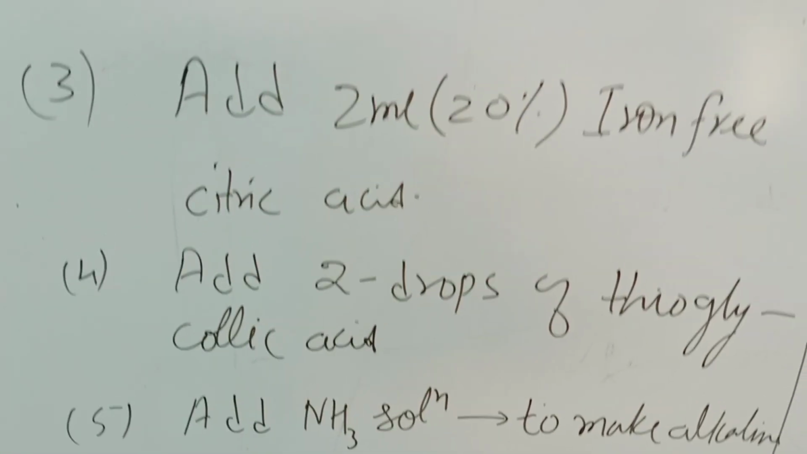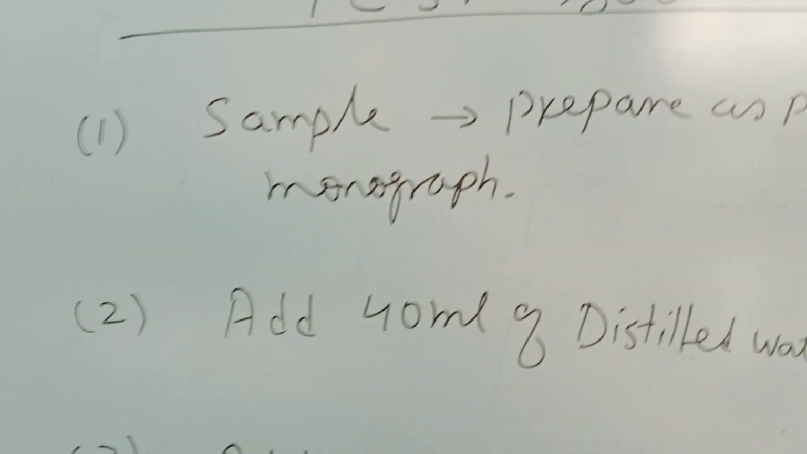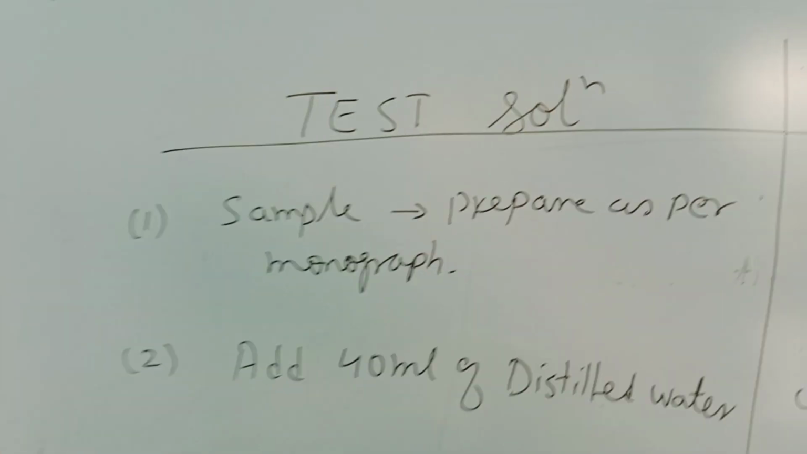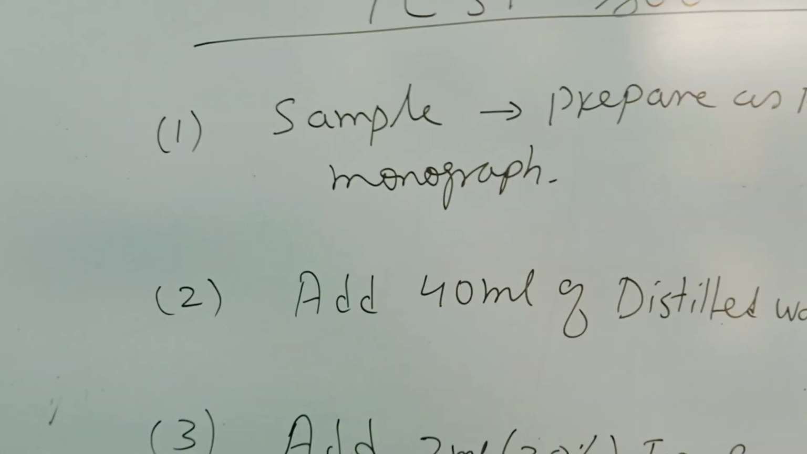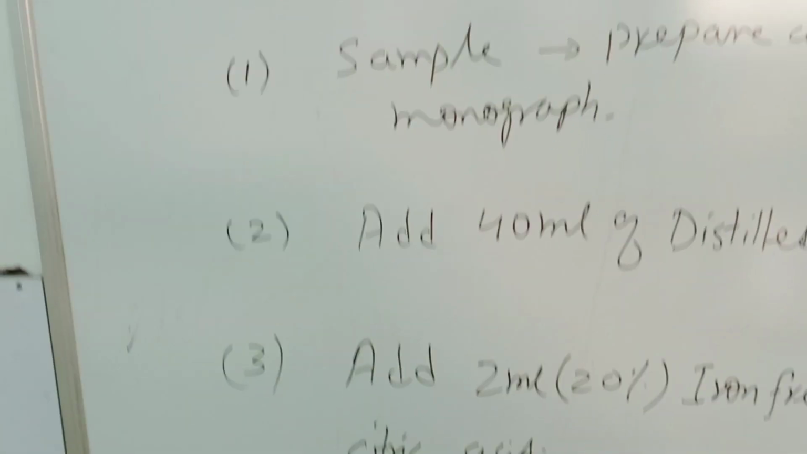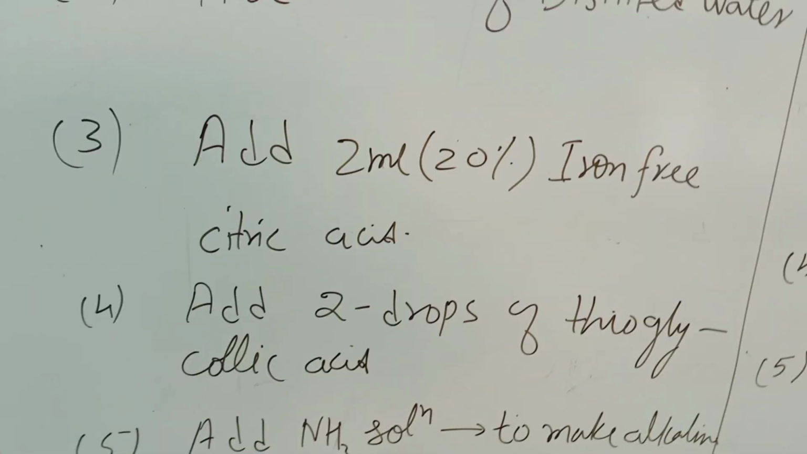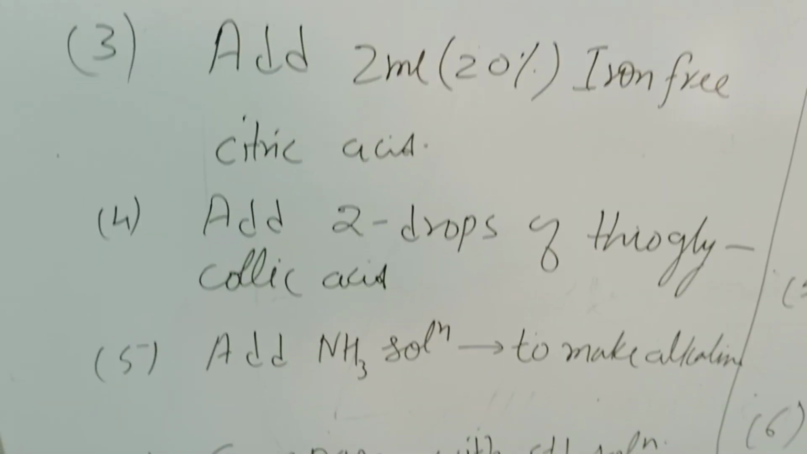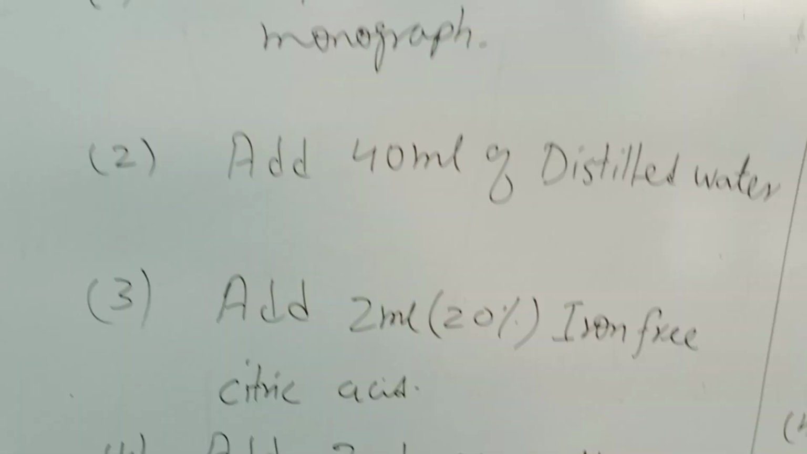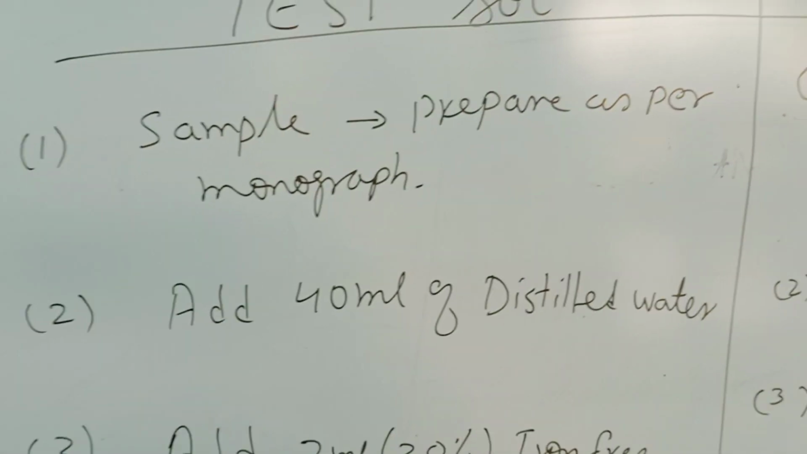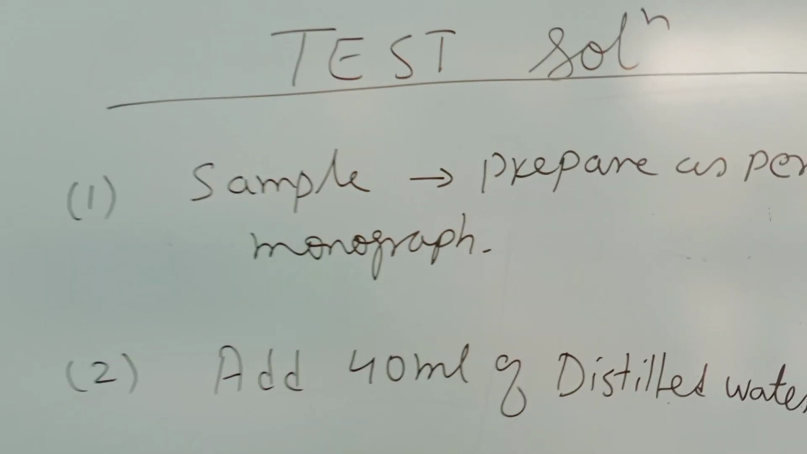So these are the basic steps involved in the preparation of the test solution, steps 1 to 6, which we have to adopt for the limit test of iron. Let me very quickly compile these steps again.